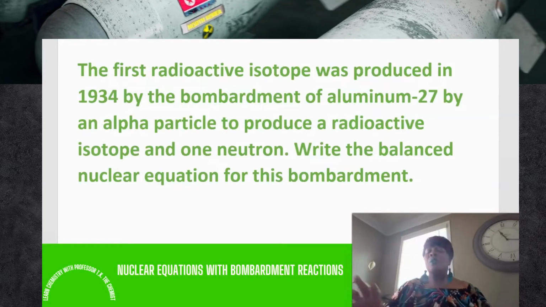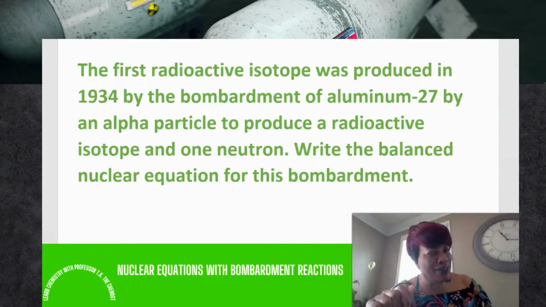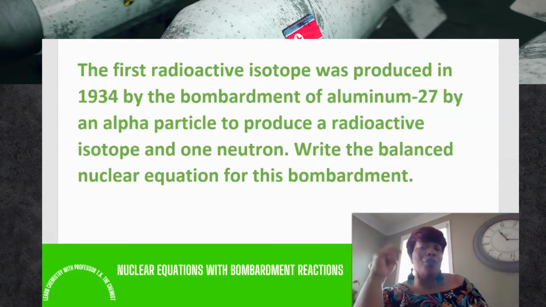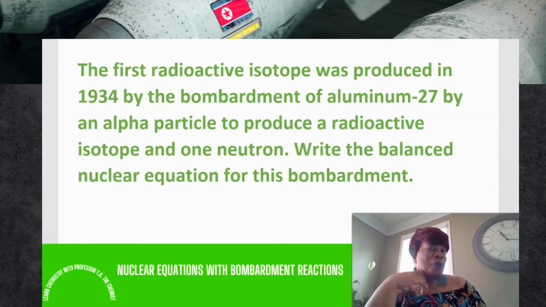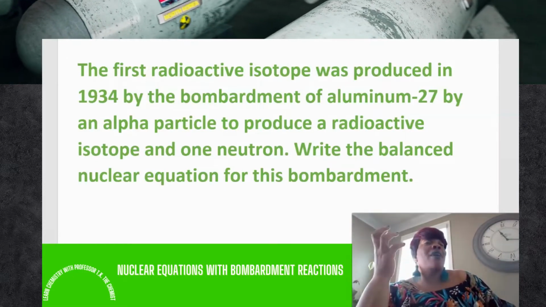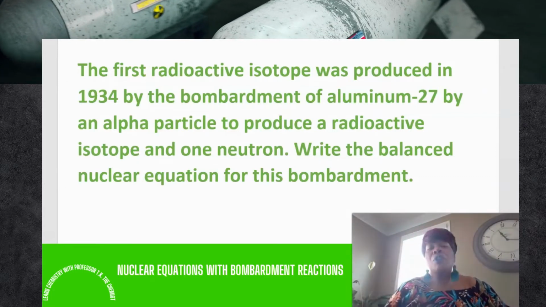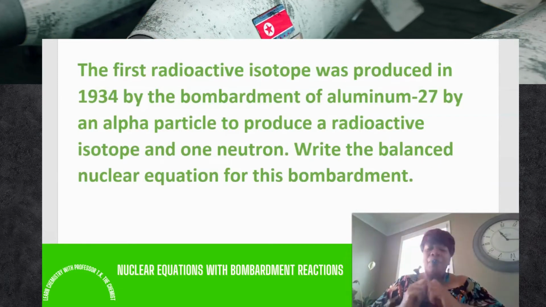So let me give y'all a little history lesson with a scientific connection, okay? Did y'all know that the first radioactive isotope that was produced was in 1934? And it was bombarded with aluminum-27 with alpha particles. So what we're going to do is write out this nuclear equation to see exactly how it took place, okay?